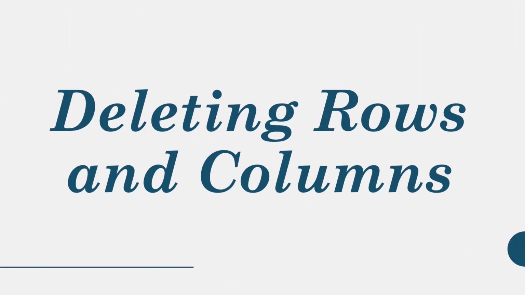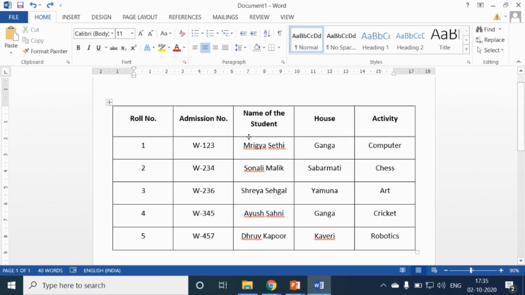Students, after adding rows and columns, let's see deleting rows and columns. First of all, let's see how to delete a row from the table. First of all, place the cursor in the row to be deleted. Here I am selecting the roll number 5 row.